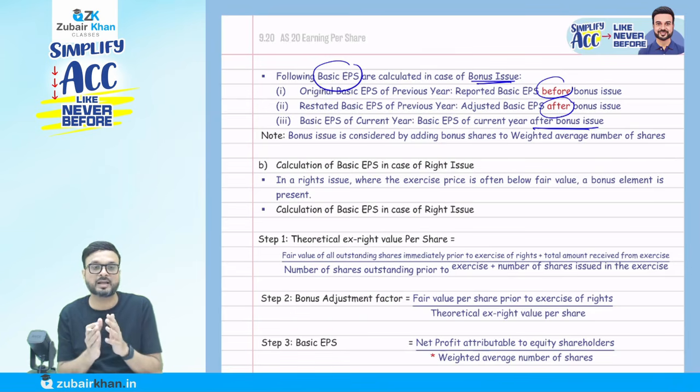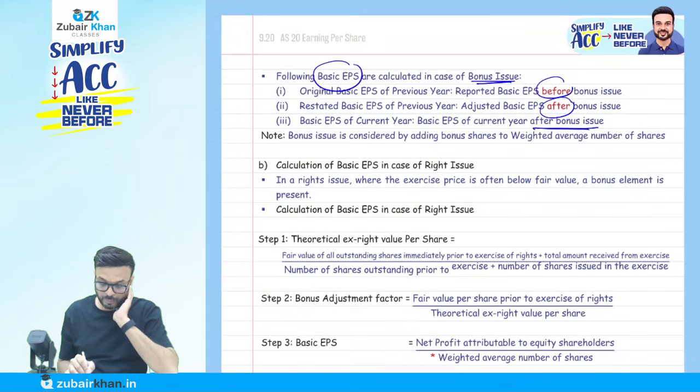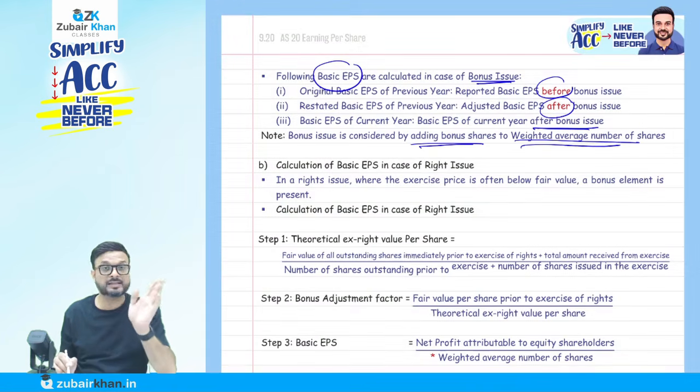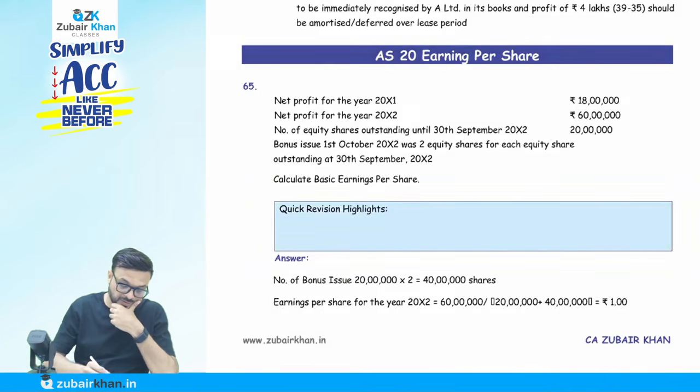So calculate by considering that. And last year's original EPS we already calculated last year, but again, we have to calculate by considering the bonus share in last year's shares also. The bonus share is considered by adding the bonus share to the weighted average number of shares. Date is irrelevant. Okay. Now, come to Super 100 question number 65.